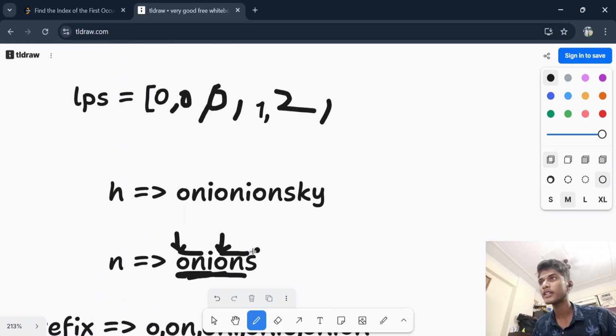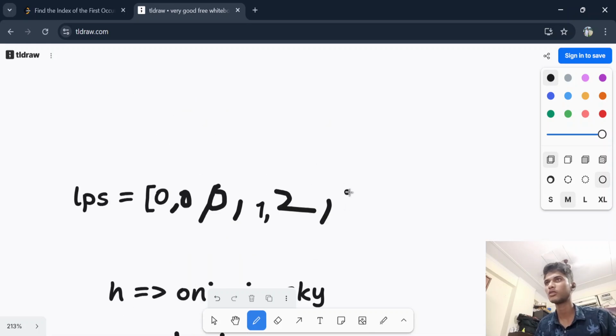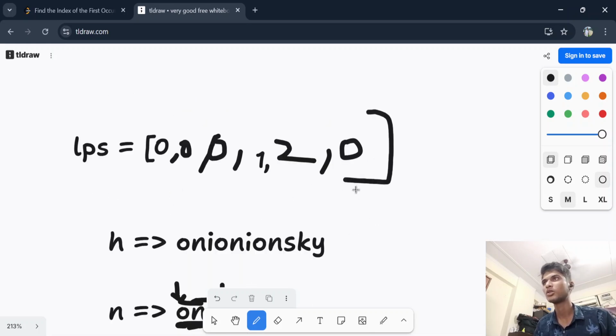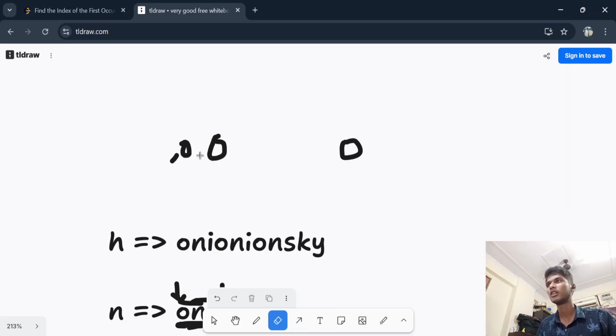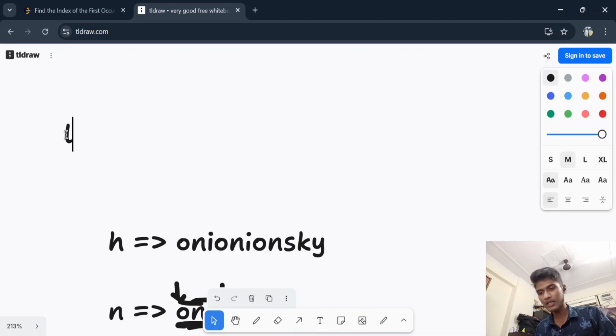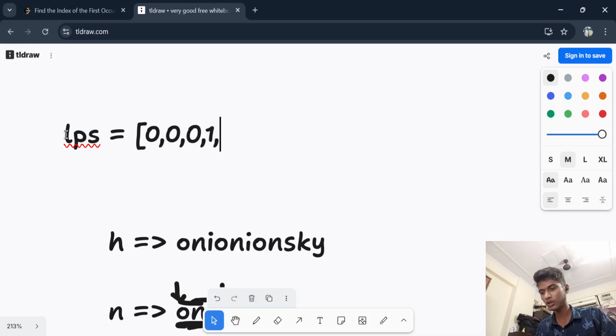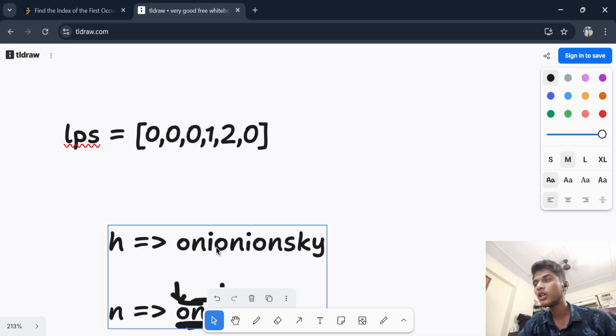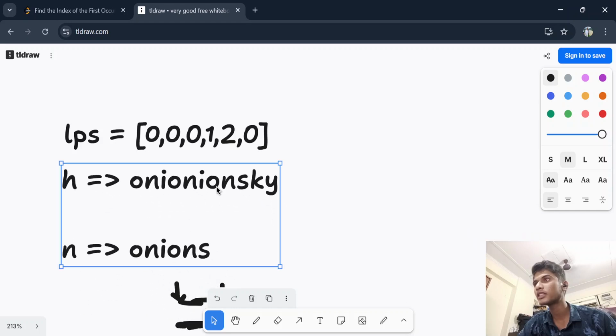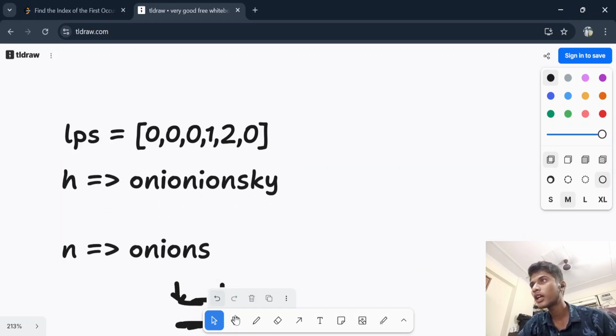And now ONIONS. Nothing is equal now. S and I are not equal, and if they are not equal, there won't be any point in matching this. So see, this will be my LPS array. Let me write it properly, this was looking untidy. The LPS array will be 0, 0, 0, 1, 2, 0. This will be my LPS array. See, till ONI, no one was matching.